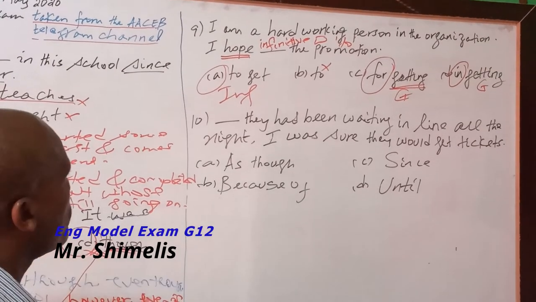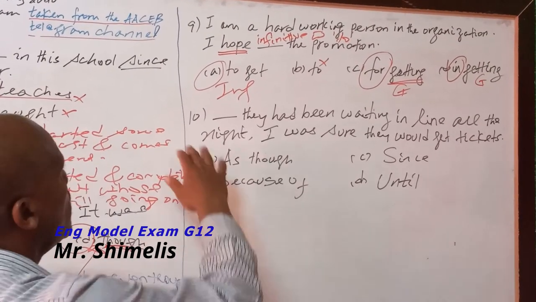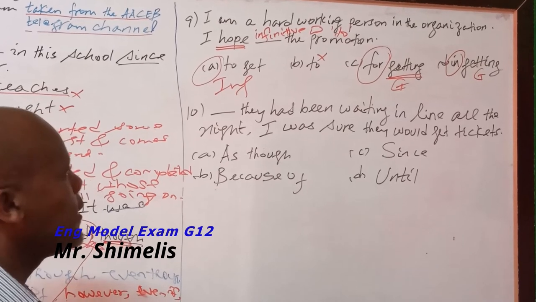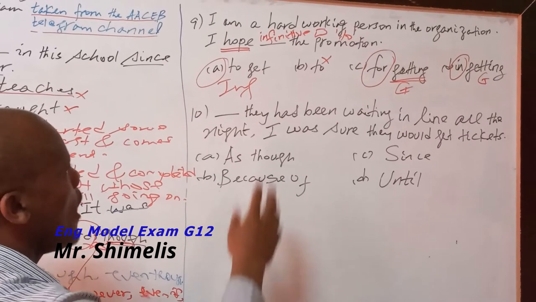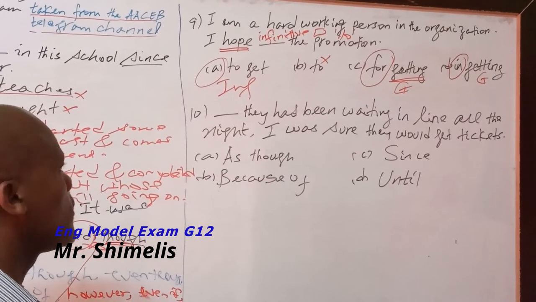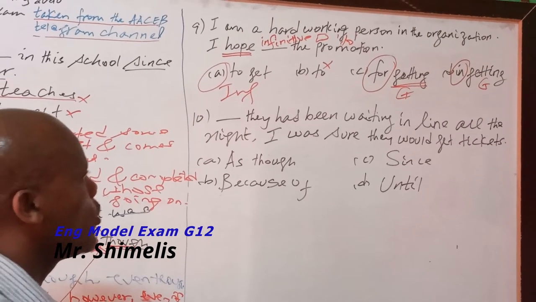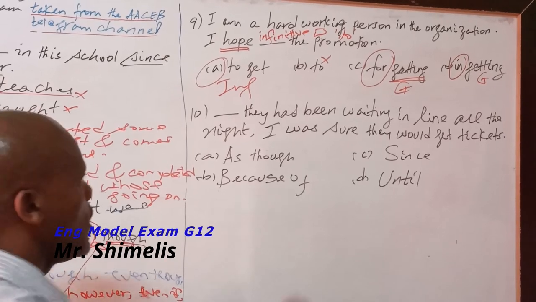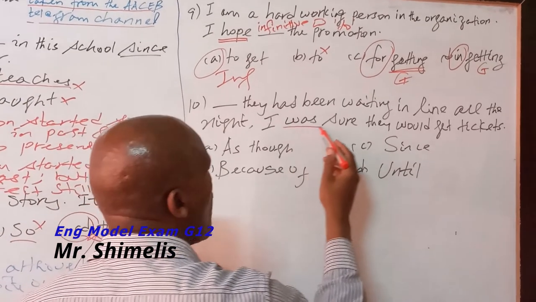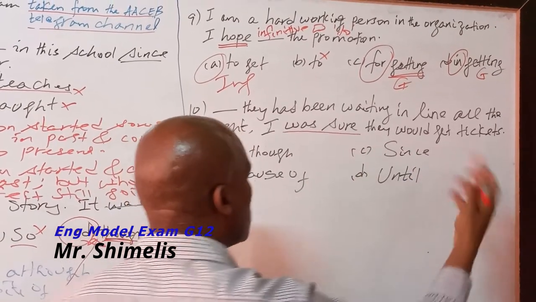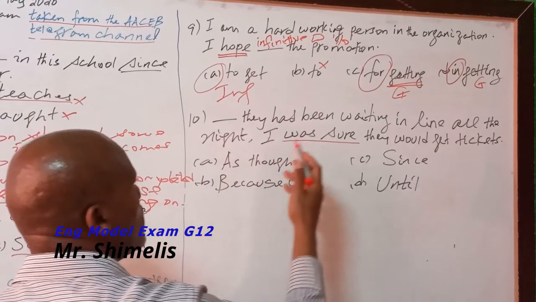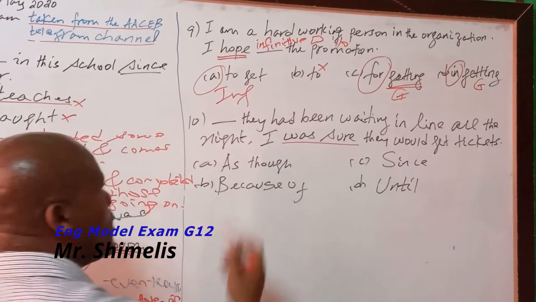Question number 10, the last question for this part. Dash, they have been waiting in line all the night, I was sure they would get tickets. Thus, they had been waiting in line all the night. I was sure they would get tickets. Here the main clause says, I was sure they would get tickets. Thus, they had been waiting in line all the night.